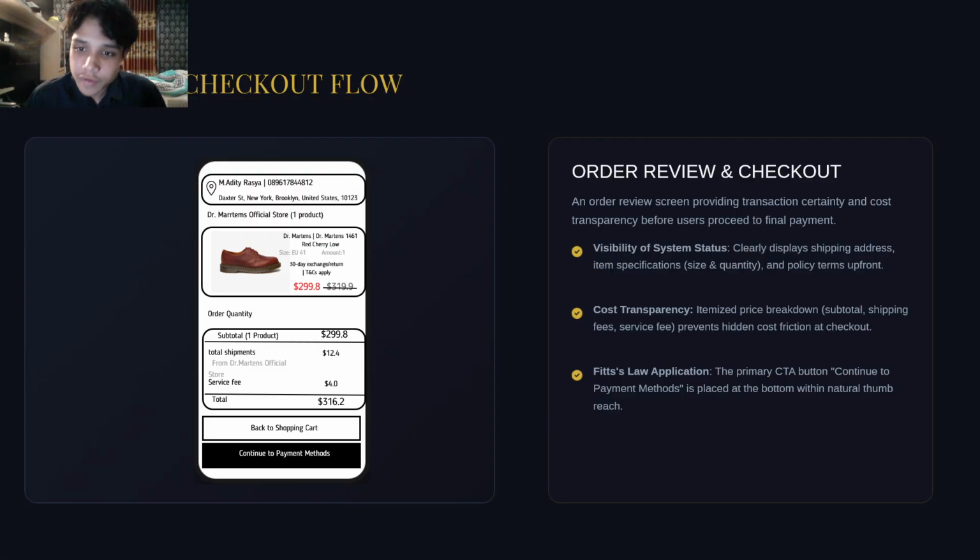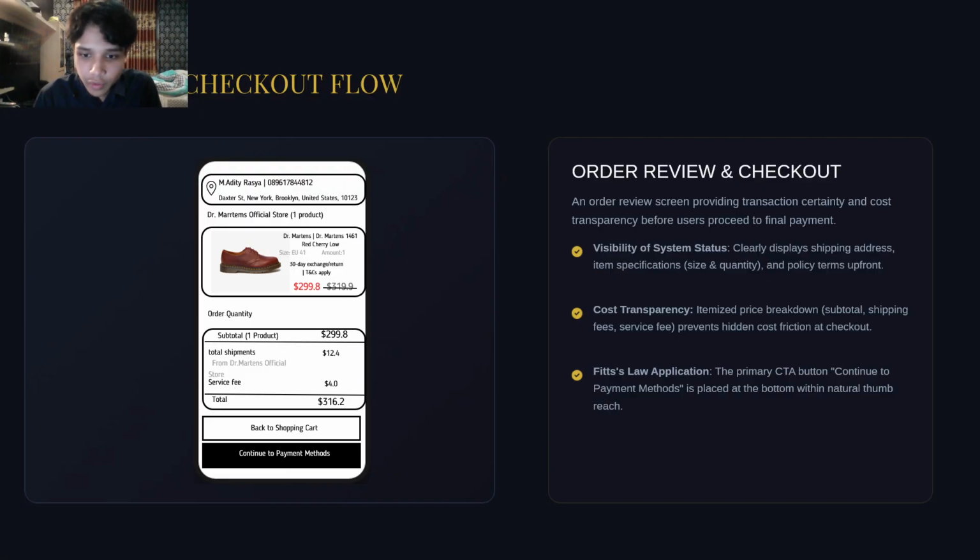An order review screen providing transaction certainty and cost transparency before users proceed to final payment. Alright, so you can see there, visibility of system status: clearly displaying shipping address, item specification like size and quantity, and policy terms upfront. Cost transparency: itemized price breakdown of subtotal, shipping fees, and service fee prevents hidden costs and friction at checkout.